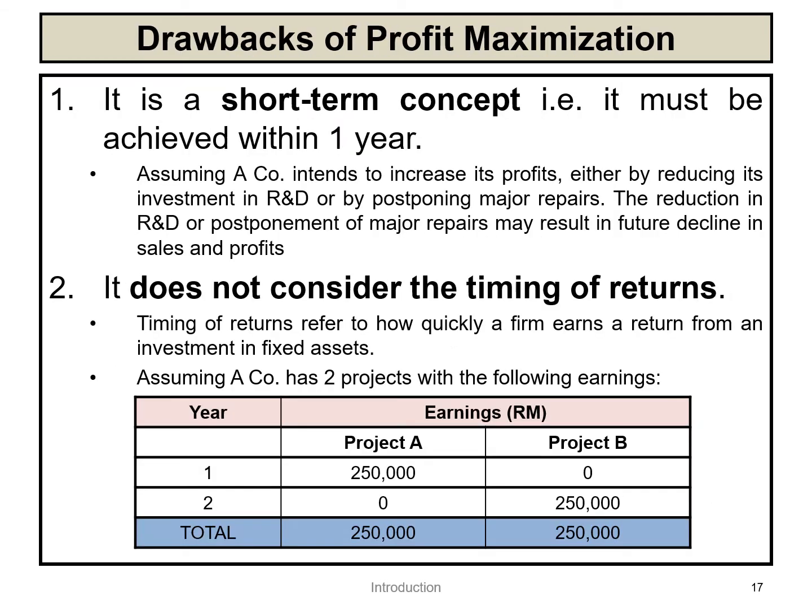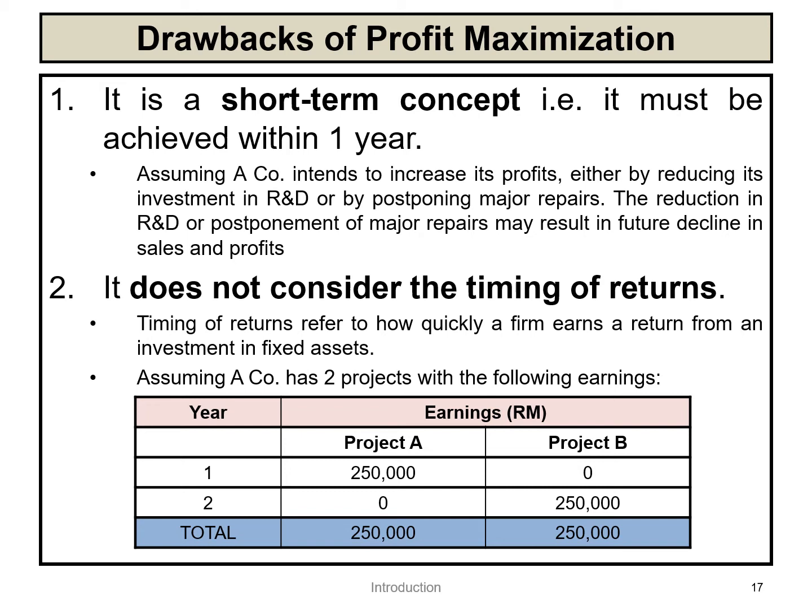However, there are also drawbacks of profit maximization. Number one, it is a short-term concept, that is, it must be achieved within 1 year. For example, assuming a company intends to increase its profit, it may do so either by reducing its investment in research and development or by postponing major repair. The reductions in R&D or postponement of major repairs may result in future decline in sales and profit.